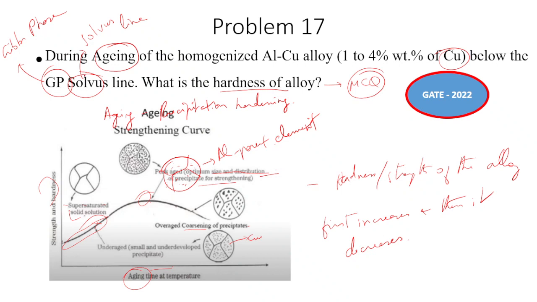Aging is a heat treatment process, yes. What we are doing in this heat treatment is that a constant temperature is maintained for a particular period of time.